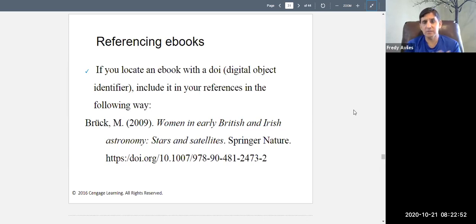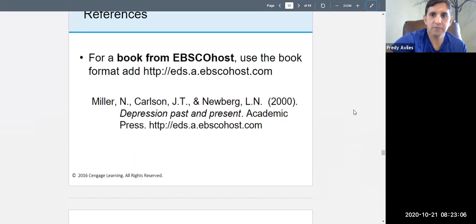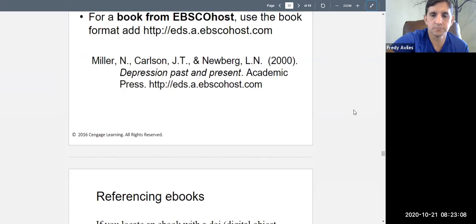I will caution you that sometimes when I look in EBSCOhost and I find a book there, I can't always find the DOI, okay? I can't always find this digital object identifier. Sometimes I can't find it. So I'll just put the path, okay? Which the path should be like that one right there.